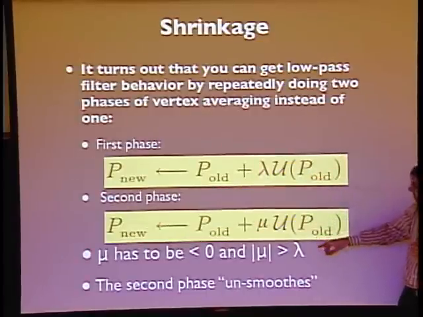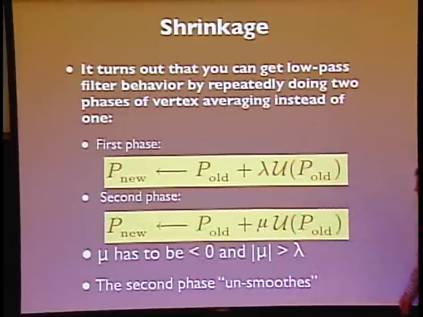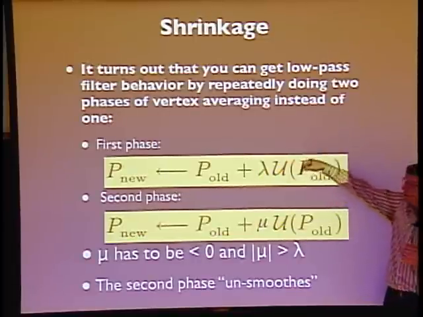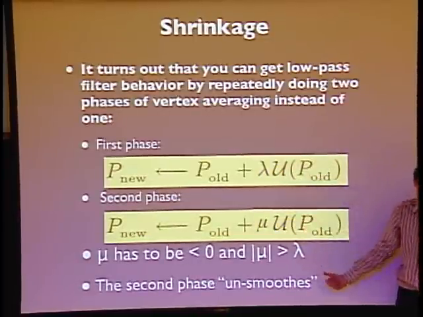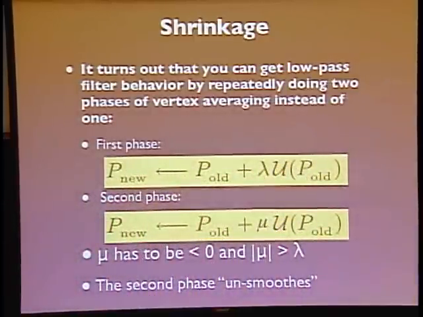Now, for the second phase, you take those same directions and you move them in the other direction. So here, mu is a constant that is less than 0. So here you're moving them towards the smooth direction, and here you're moving them away from the smooth direction. It's kind of a curious thing, but you can actually prove that if you look at the transfer function of the resulting operation, it does preserve low frequency components. It actually does work as a low pass filter. But it's completely counterintuitive to me that you can get smoothing behavior by doing iterative steps of smoothing and then unsmoothing and then smoothing again and then unsmoothing again. But it's true. Lots of things are counterintuitive but true.